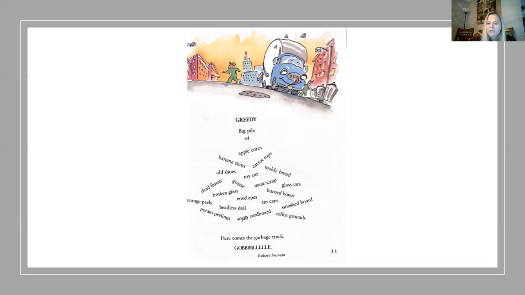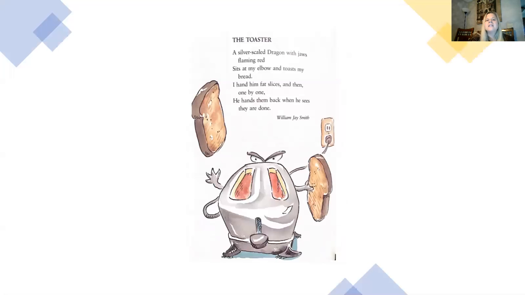Gobble by Robert Froman. The Toaster. A silver-scaled dragon with jaws flaming red sits at my elbow and toasts my bread. I hand him fat slices and then, one by one, he hands them back when he sees they are done. By William J. Smith.